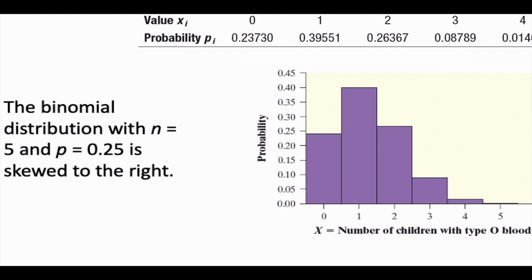The expected value. What would I expect to see? If there's 5 kids and there's a 25% chance, I would expect, as we talked about yesterday, 1 to 2 kids having type O blood, right? Does that happen every time? No. But I would expect that, right? So that's why 1 and 2 are the highest.